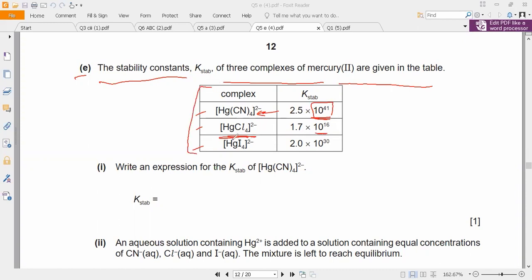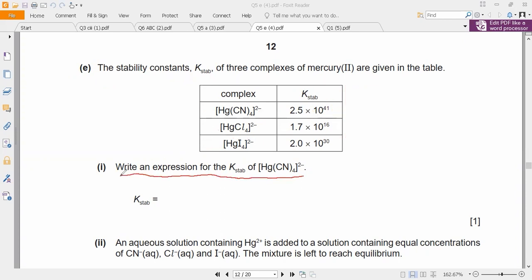When you are given such values, that means 100% the question you will be asked is about making a comparison between these three complexes, as we will see in the next part of the question. So the first part: write an expression for Kstab of Hg(CN)4 2-, this complex.